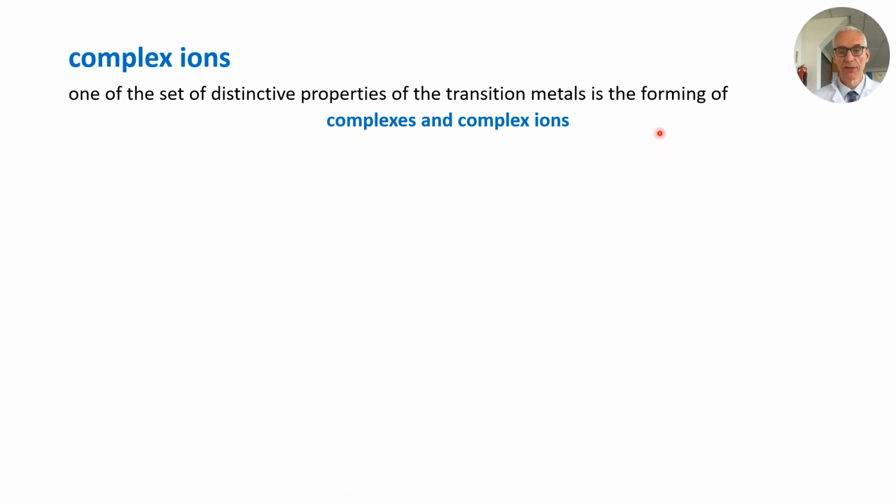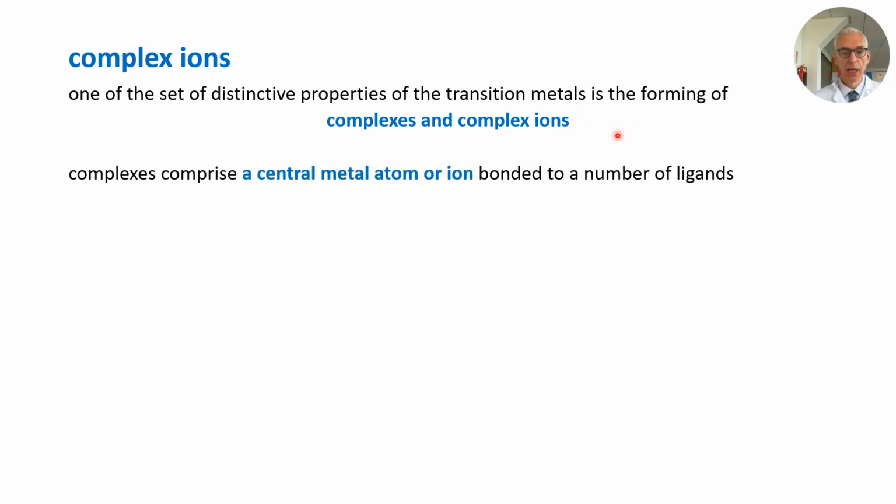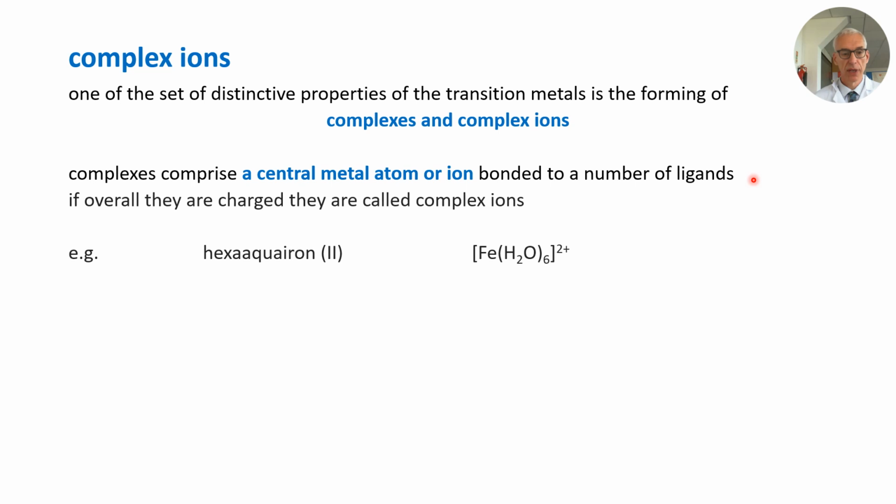One of the set of distinctive properties of the transition metals is the forming of complexes and complex ions. A complex comprises a central metal atom or ion bonded to a number of ligands. If the complex is charged, then of course it is called a complex ion. You'll see the formulae written employing a square bracket. So this is the hexaaqua iron(II) ion, [Fe(H2O)6]2+.